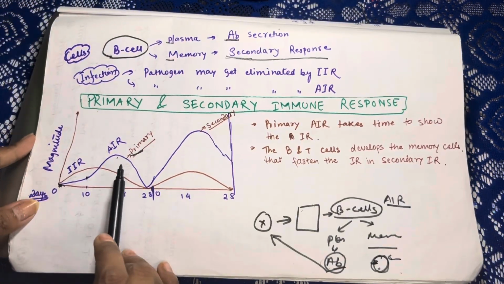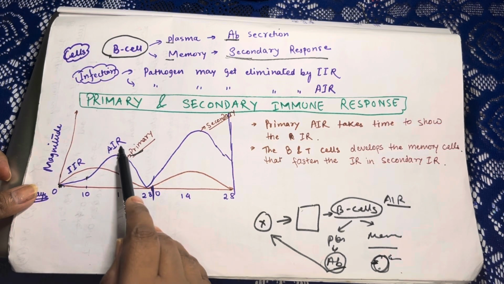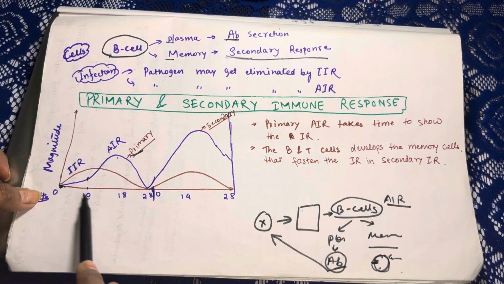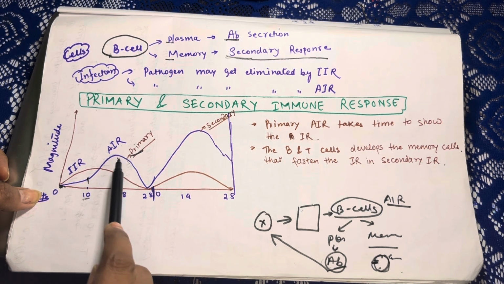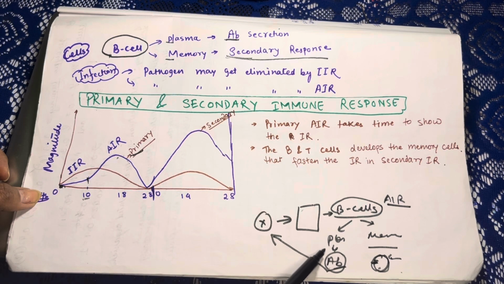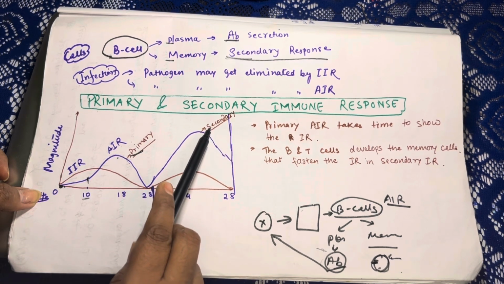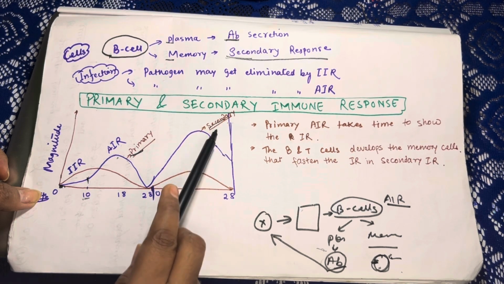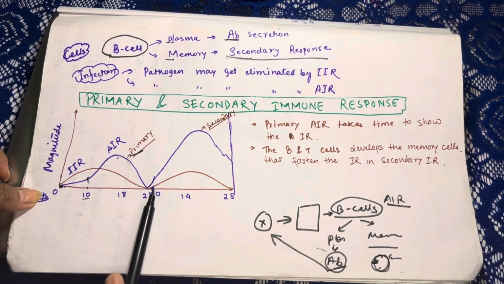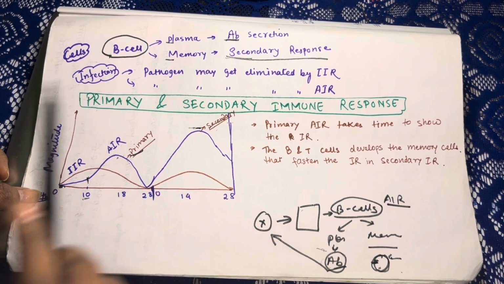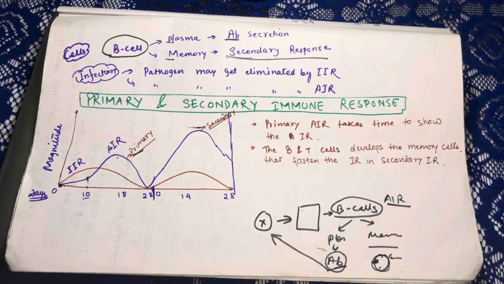So in case of adaptive immune response, the response is slow. Within day 10 the response is generated, and these antibodies are formed. Then when the same antigen comes for the second time, the response is higher. See, the response is faster. So this is all about primary and secondary immune response.